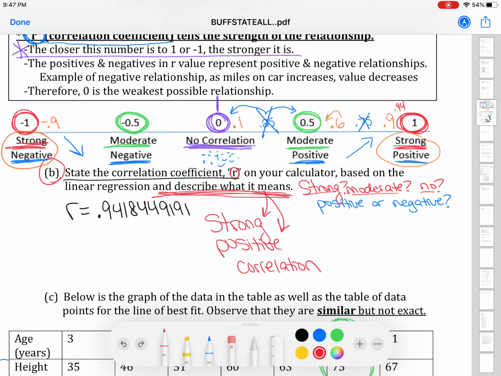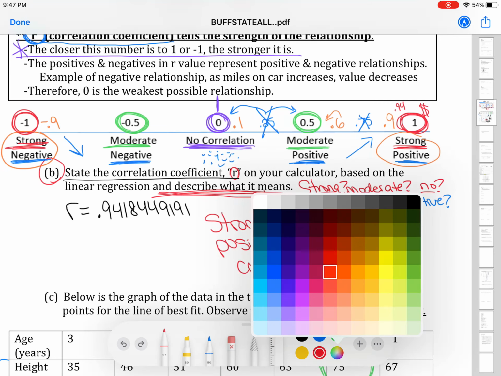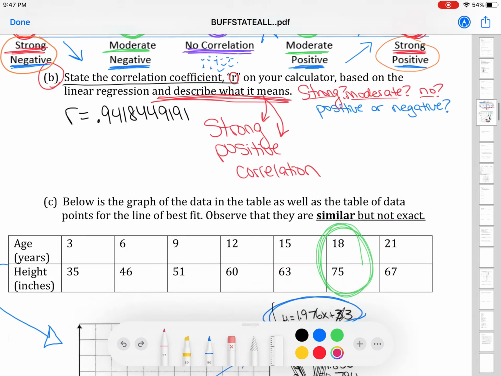Another way to think about it, if it helps, is like money. If you're not really sure whether it's close to something or not. This is like $1, and this is like 94 cents. 94 cents is super close to $1, so that would mean that it's, you know, a strong relationship. 94 cents is much closer to $1 than it is to this right here, which would be 50 cents if we're talking about money. So sometimes money helps when you're talking about decimals.